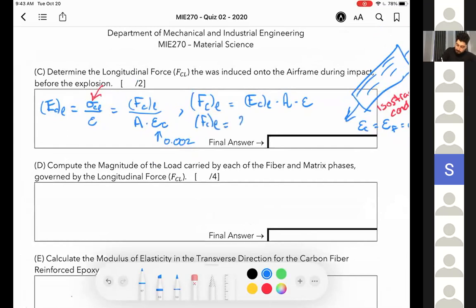So we calculated this as 240 times 10 to the 9 pascals. The area was 1 times 10 to the minus 4 meters squared, and the strain was 0.002. So the force of the composite in the longitudinal direction is equal to, let me see what I got. Anybody want to give me their answer first before I write mine? No? Okay, I got 48,000 newtons.